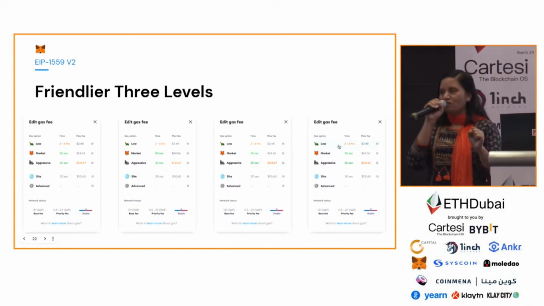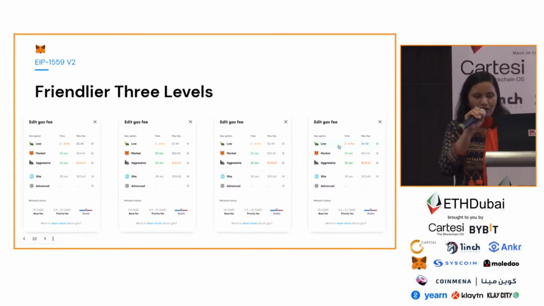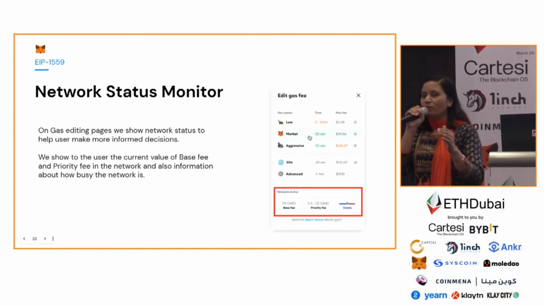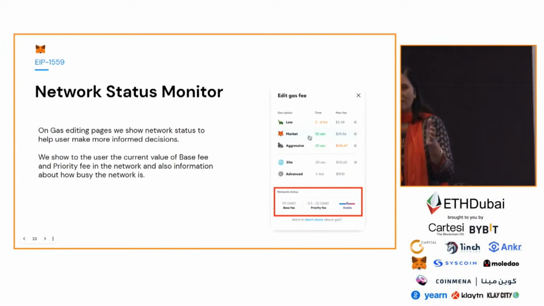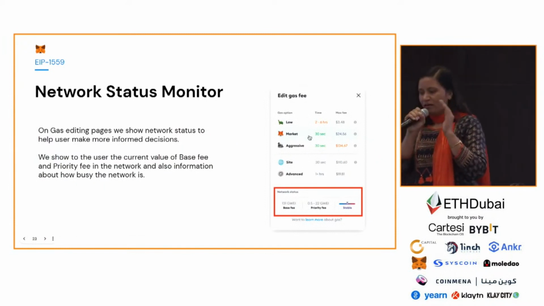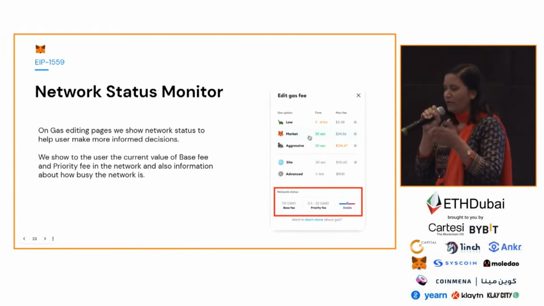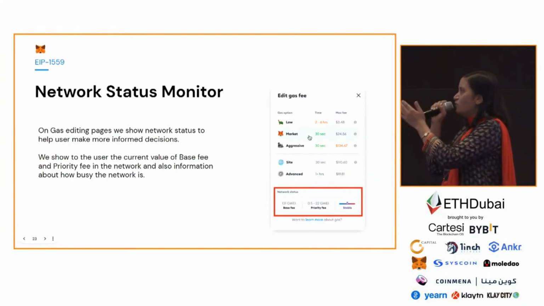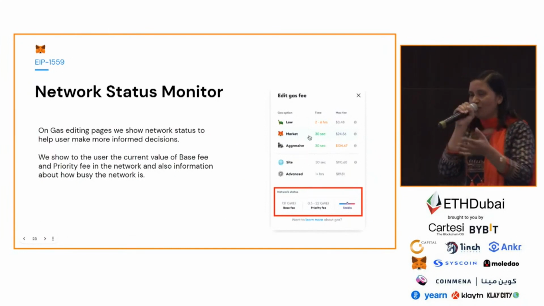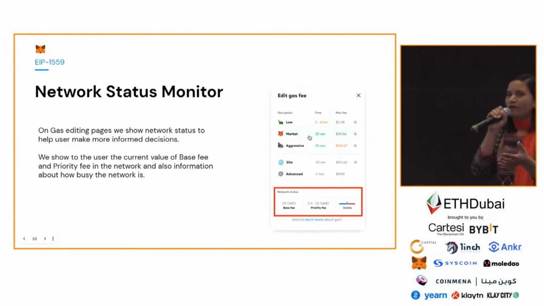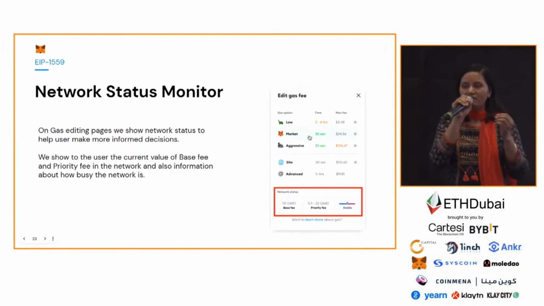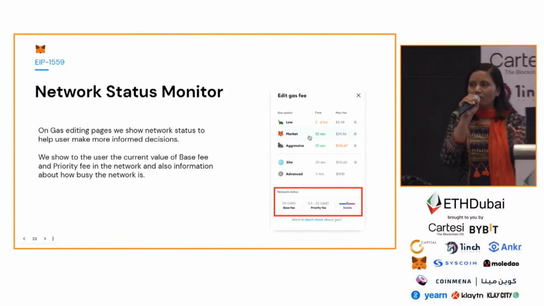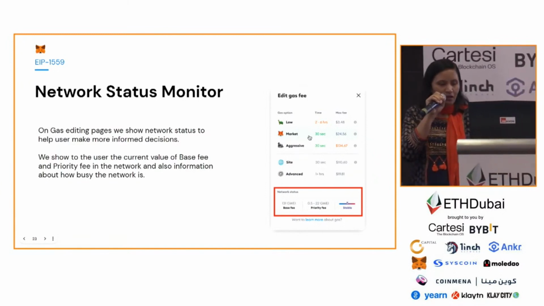Also, on this edit gas fee modal, at the bottom, we show you the current network status, so you can make a more informed decision when selecting the predefined estimates. You can see the current value of base fee and priority fee on the modal, and how the network is currently behaving, whether it's stable, or slow, or high, so you can accordingly decide the gas fee estimate that will be appropriate for you.